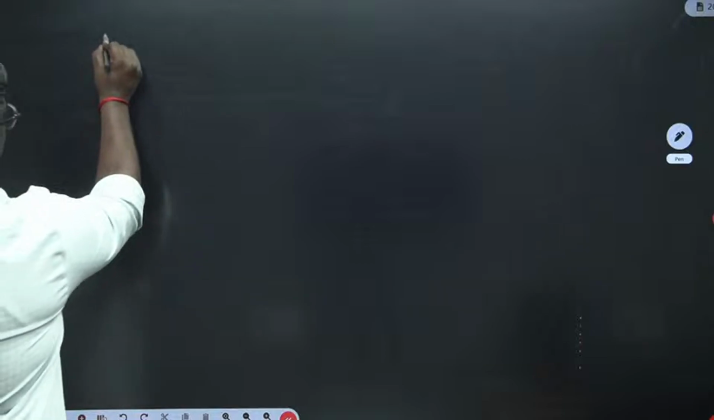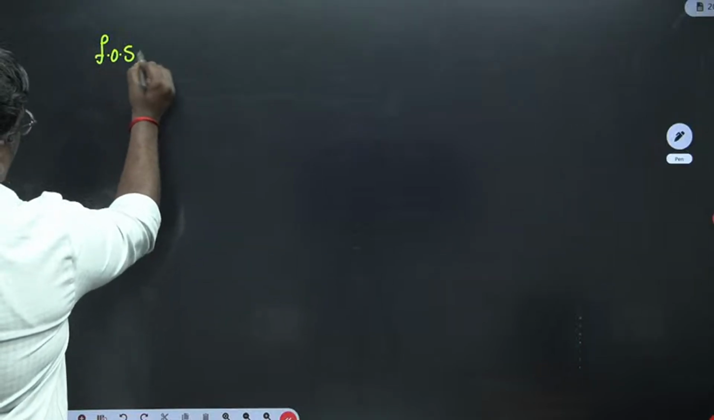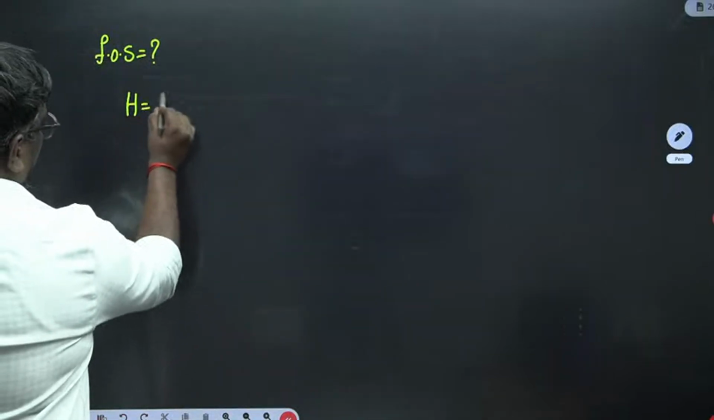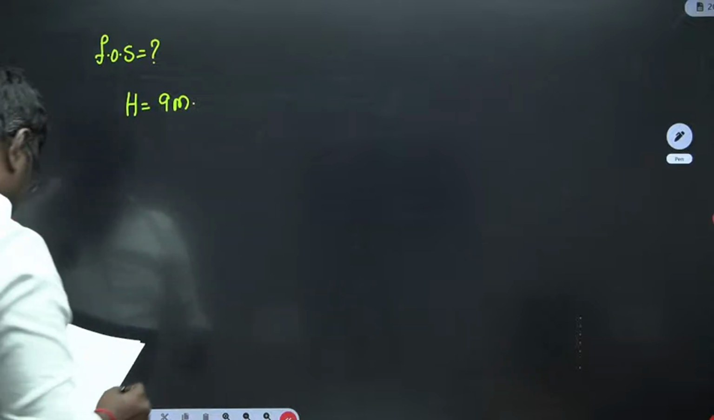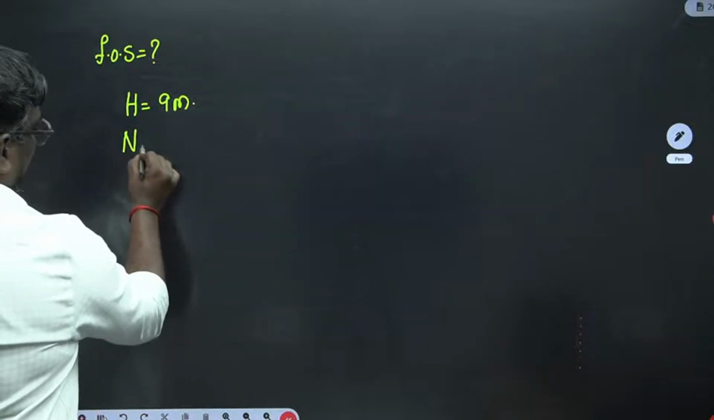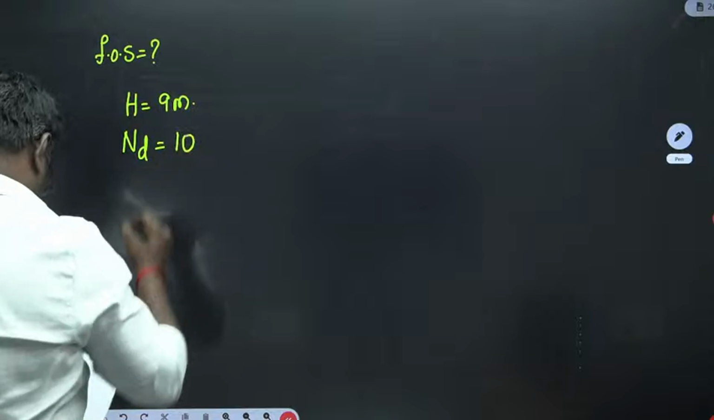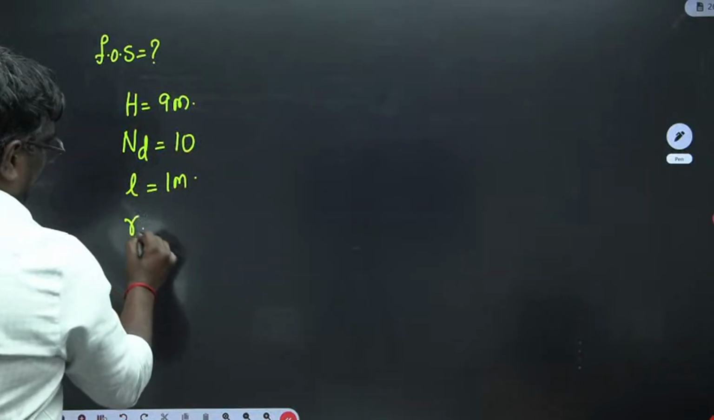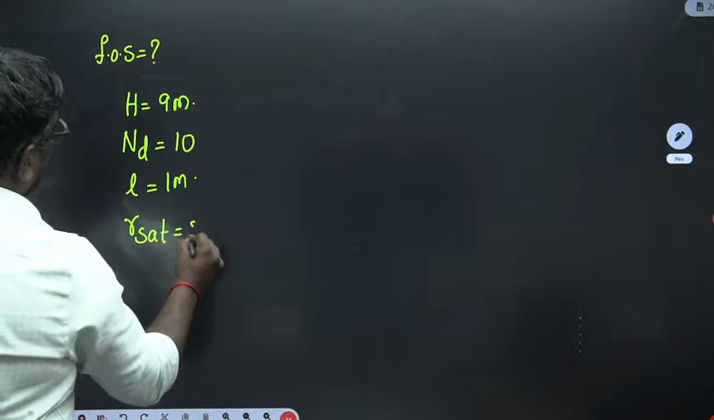Next, there is a question, they have asked, what is the factor of safety? This is a question from flow net, sir. I have told n number of times, total head loss is 9 meter, and number of equipotential drops is 10. And they have given length is equal to 1 meter. And gamma sat is equal to 21 kilonewton per meter cube.